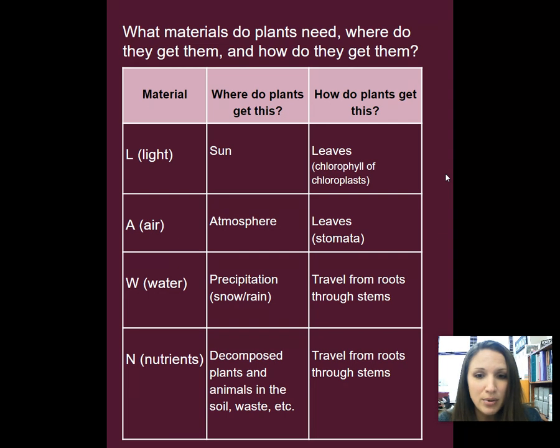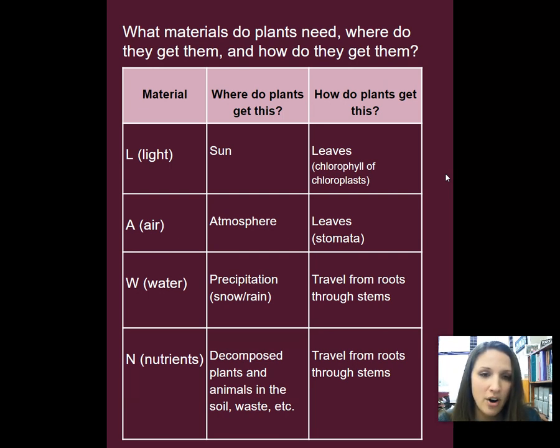The third thing that plants need is water, and we talked about before that water comes through precipitation, whether that's snow or rain or something else. And how does that water get into the plant? Well, it tells you in the last column that it goes from the root of the plant up through the stem, and then it goes out to the leaves and things like that.